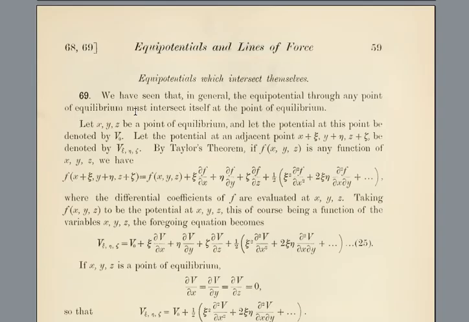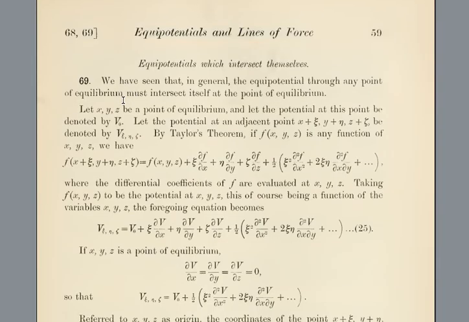69th. We have seen that in general, the equipotential through any point of equilibrium must intersect itself at the point of equilibrium. Let x, y, and z be a point of equilibrium, and let the potential at this point be denoted by v sub 0. Let the potential at an adjacent point x plus xi, y plus eta, z plus zeta be denoted by v at this location.